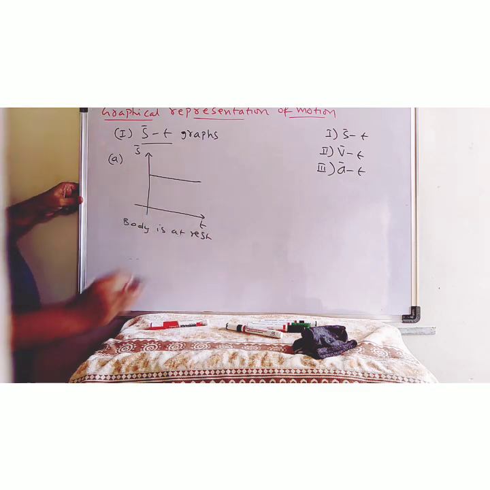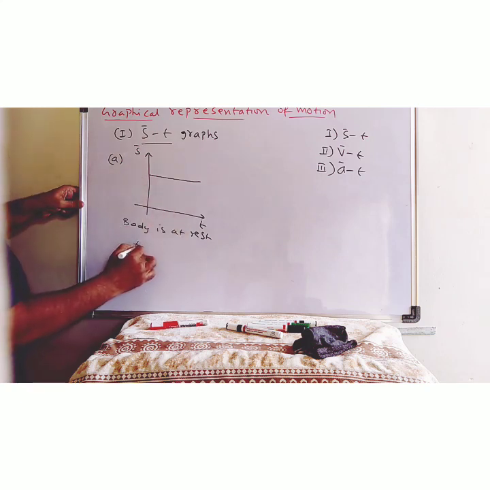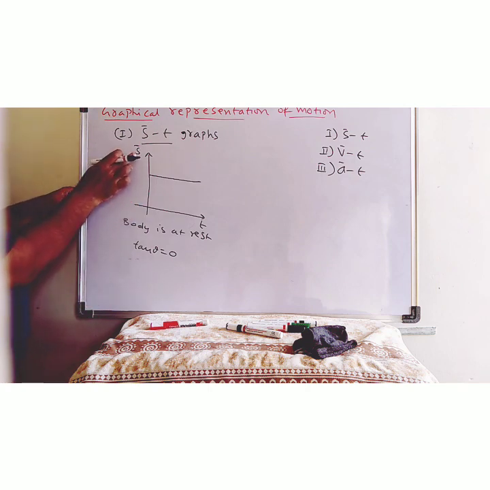See, when the body is at rest, then the displacement doesn't change. And also see the slope here. If you look at the slope here, tell me what is the slope of this one. See, tan theta is 0 here. Why 0? Because the y component is not changing at all.